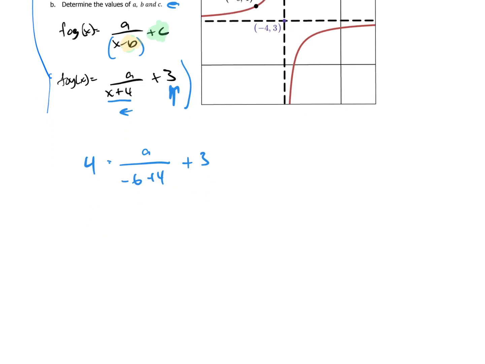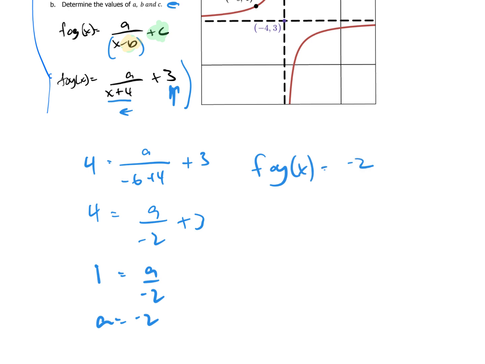And so doing the calculations there, I can see that 4 is equal to A over negative 2 plus 3. Subtract the 3 gives me 1 equal to A over negative 2. And so A will be negative 2. And so my function f of g of x is negative 2 over x plus 4 plus 3. And so I have in here my A, B, and C.